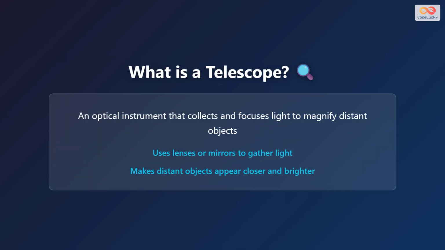A telescope is an optical instrument that collects and focuses light to magnify distant objects. The key principle behind telescopes is that they use either lenses or mirrors to gather light from faraway sources. This collected light is then focused to create a magnified image, making distant objects appear closer and brighter than they would to the naked eye. Whether we're observing planets, stars, or galaxies, telescopes help us see details that would otherwise be invisible.